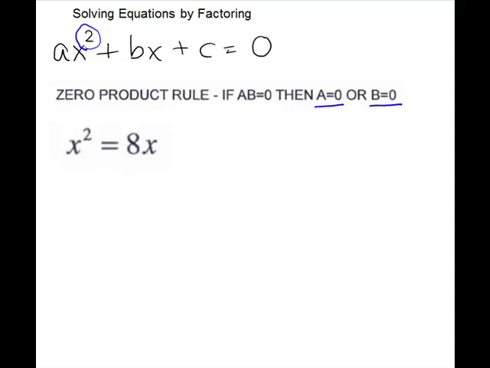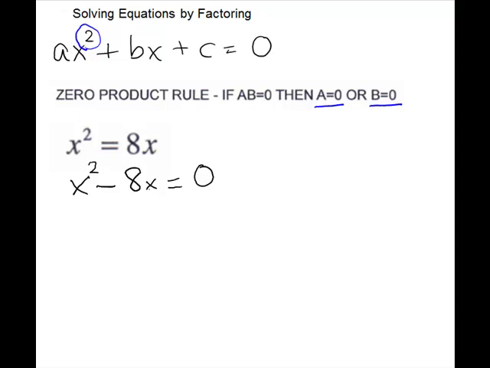Our next problem is a quadratic equation. We have that exponent of 2. It does not have the 0. So our first step is get a 0. So you're going to need to subtract that 8x. So we'll have x squared minus 8x equals 0. And then we need to factor on the left-hand side to get a product.